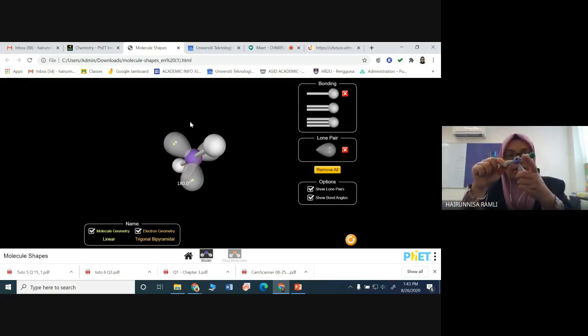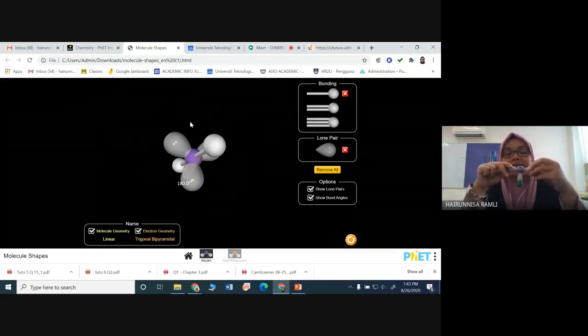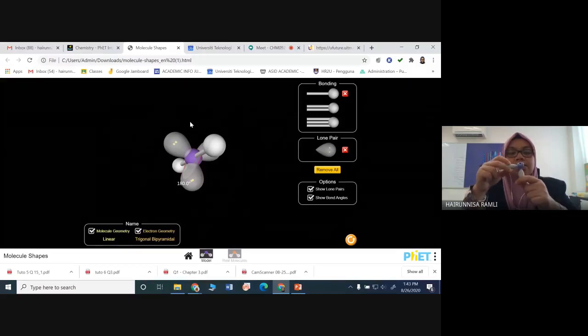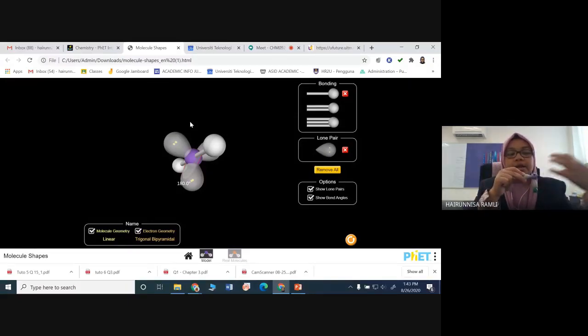Okay, so tadi kan dia kat sini kan T shape. So kita tak buang kat sini sebab kita nak minimiskan repulsion tadi kan. Kalau buang kat sini dia tak jadi linear kan, dia jadi bentuk L kan. So kenapa kita tak buang kat sini? So ni ada repulsion kuat ni, dia akan tolak. So angle kat sini pun tak jadi 90. Okay, so that's why kita buang kat sini. Now dia jadi linear. Bila linear dia jadi 180 degree.